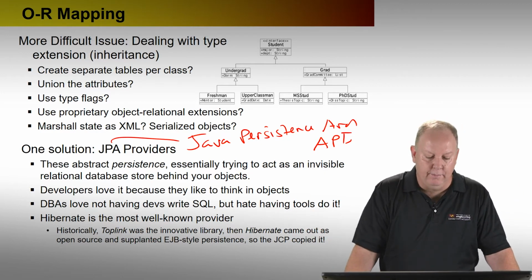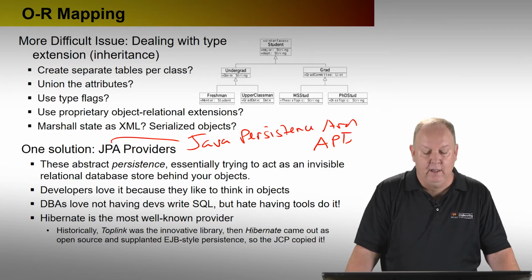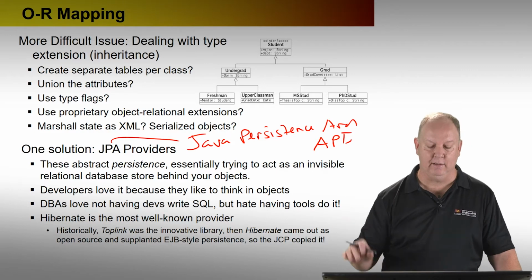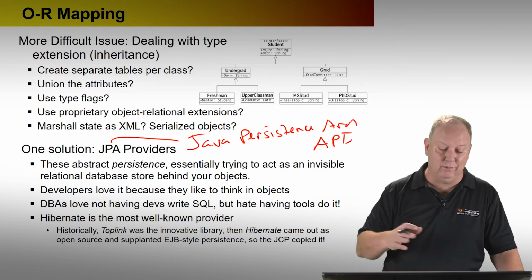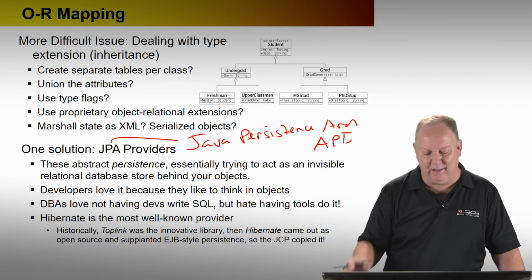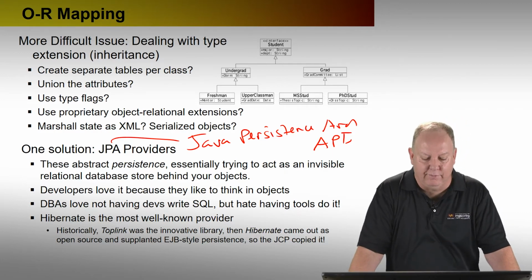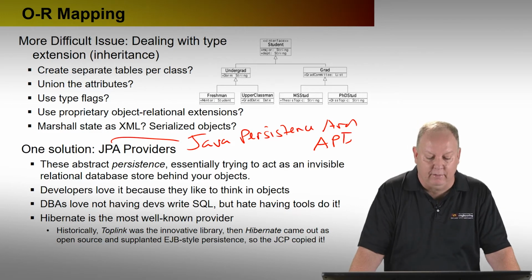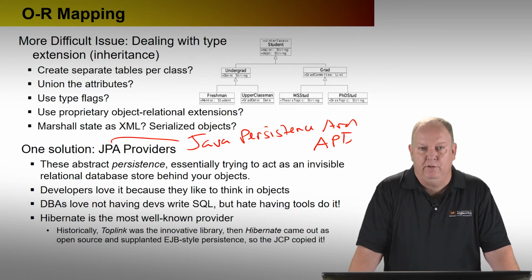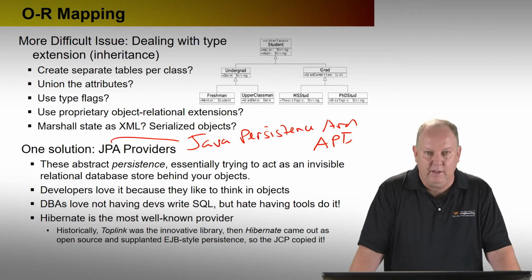So instead, JPA tries to abstract the notion of persistence, that idea of getting it out of memory and into non-volatile storage, and to act as that invisible relational database, or really any kind of database, but it's geared toward relational databases because they're so prevalent. Have that be your persistent store behind the objects. Developers love using these frameworks because they like to think in objects. And in fact, the DBAs love it too because they don't want the developers thinking in SQL and messing around with all these low-level structural concepts.